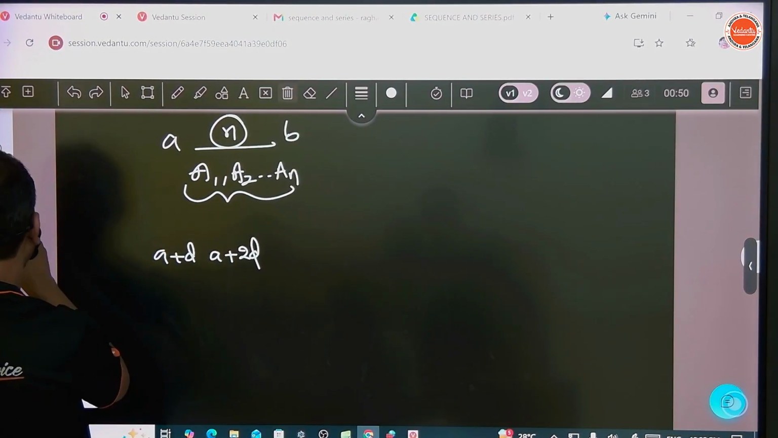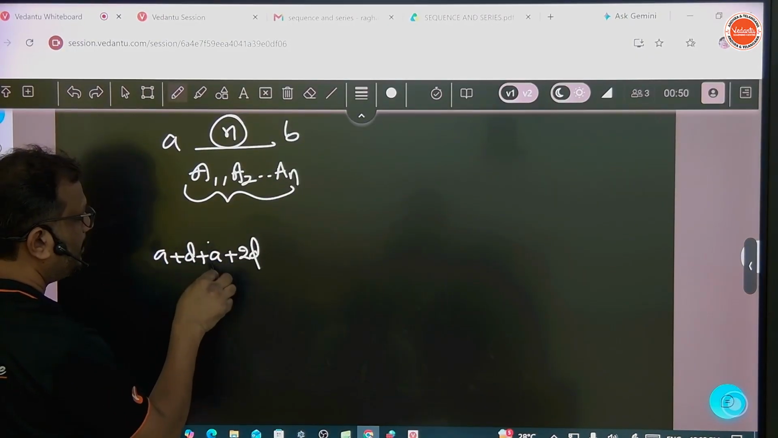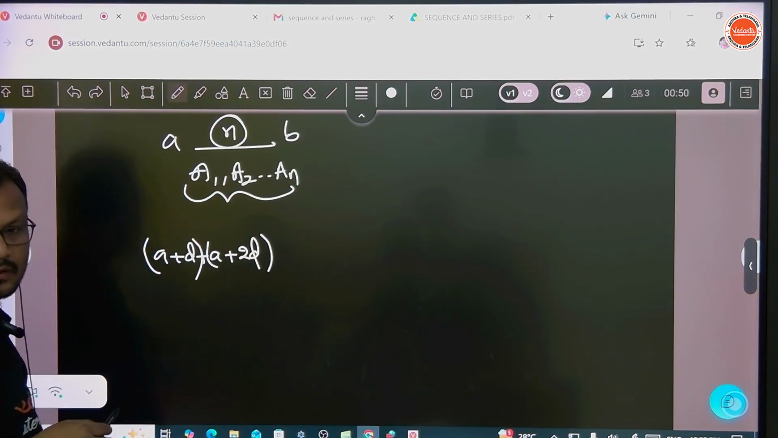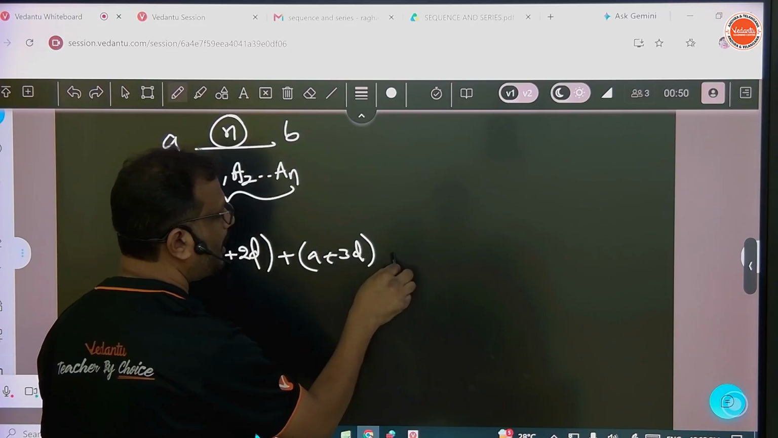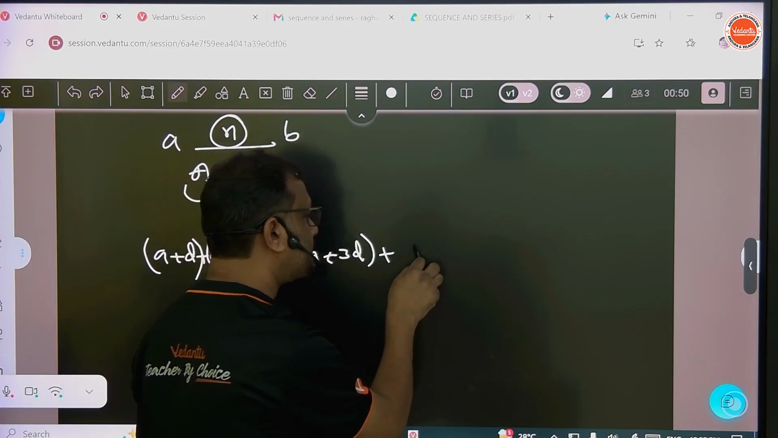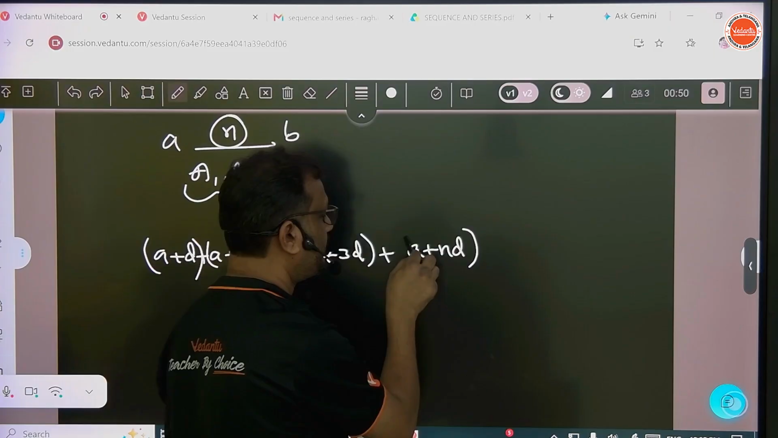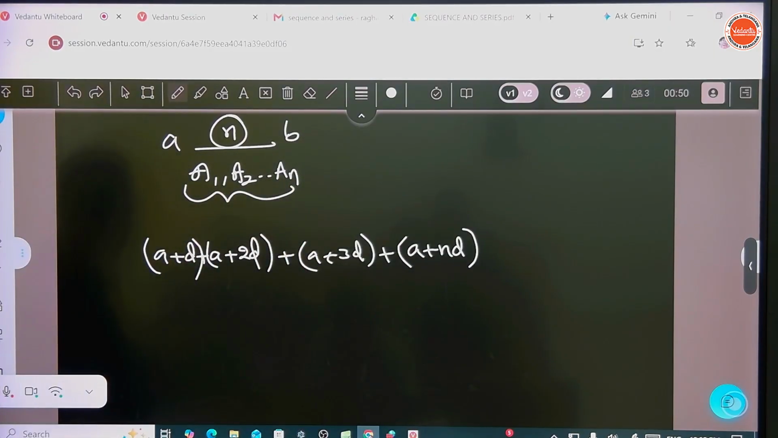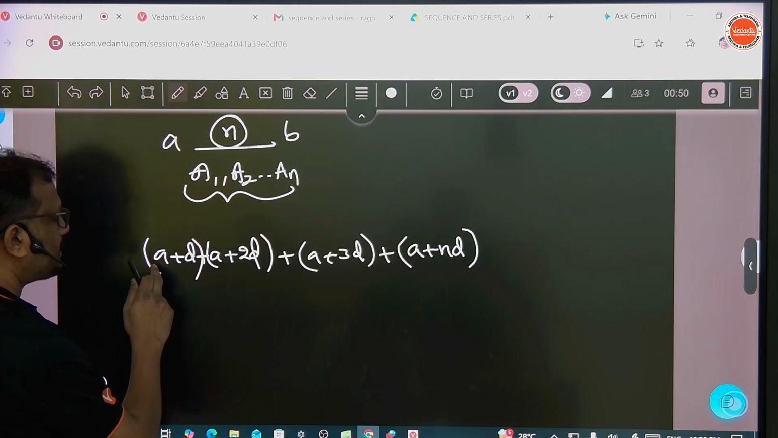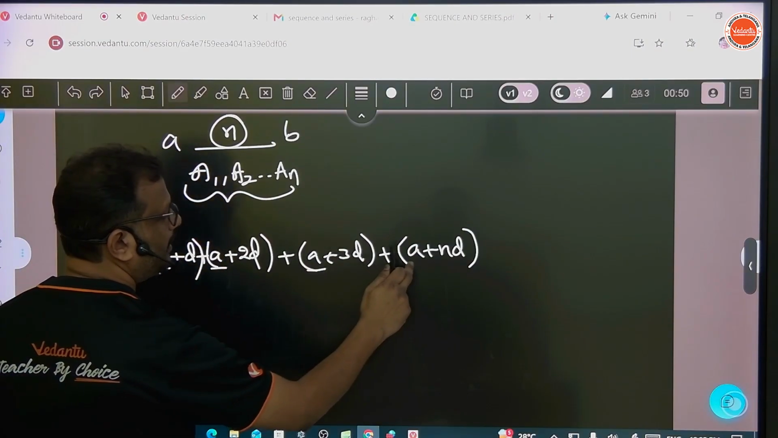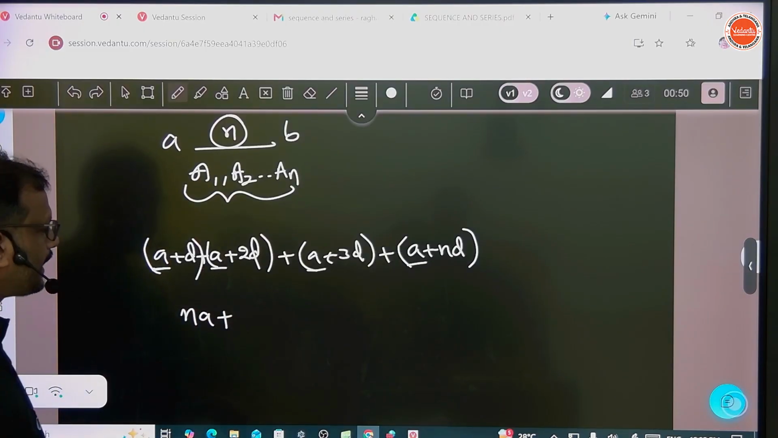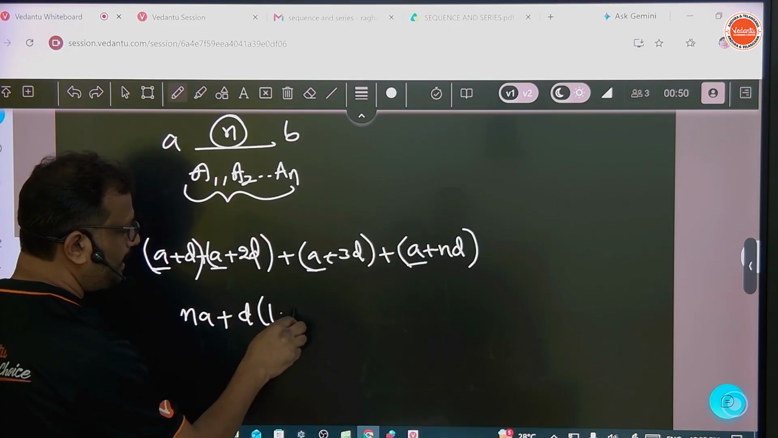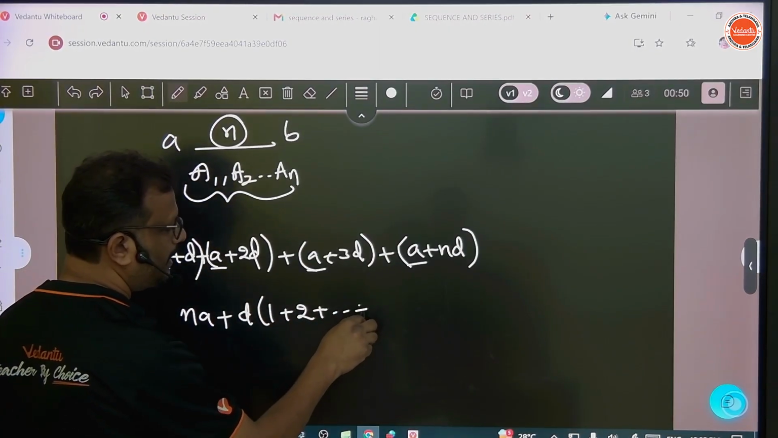Let's take some of them now. A plus 2D, next A plus 3D, and so on. How many numbers are we adding? N numbers. A plus ND. So we need the sum of all the numbers which are going to be inserted between A and B. Now tell me, how many A's are there here? N A's are there. So nA plus D, take D common: 1 plus 2 plus 3 up to N.